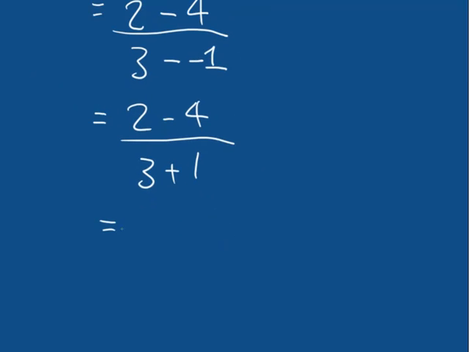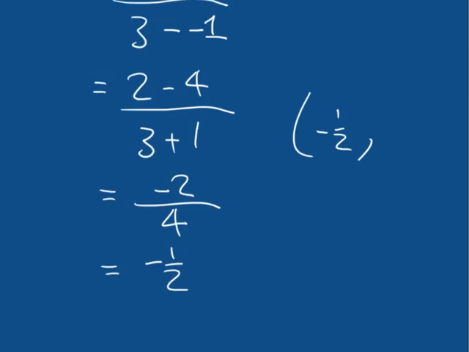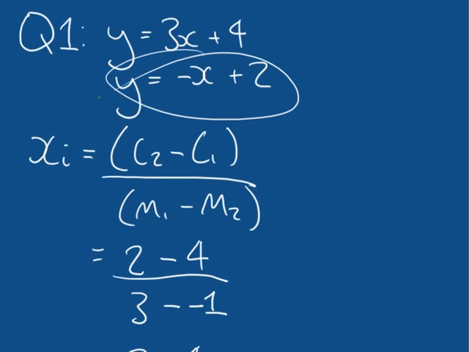Well, 2 minus 4 is minus 2. 3 plus 1 is 4, so it's equal to minus 2 over 4, which is equal to minus a half. So our point of intersection has an x-coordinate of minus a half. We can now take this and plug it back into either equation. So I'm going to plug it into, I don't know, let's plug it into this equation. Might be more simple to find the answer.